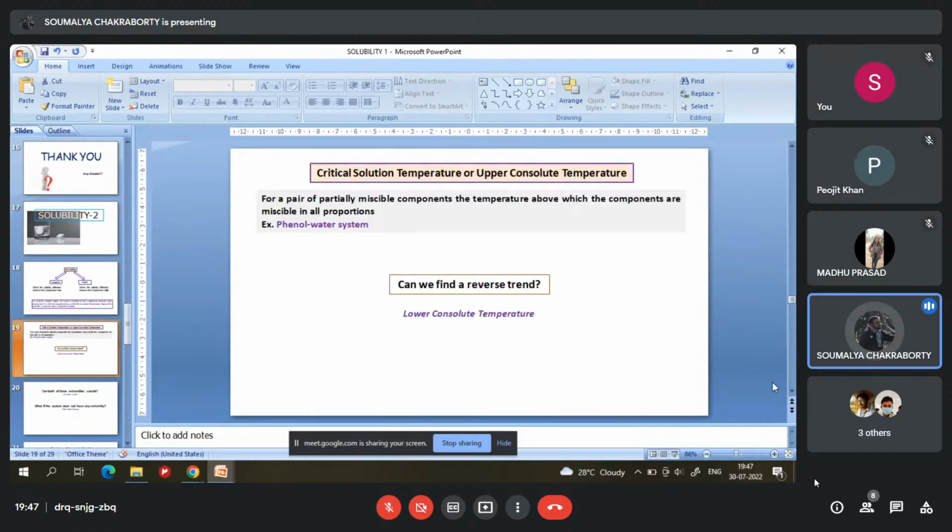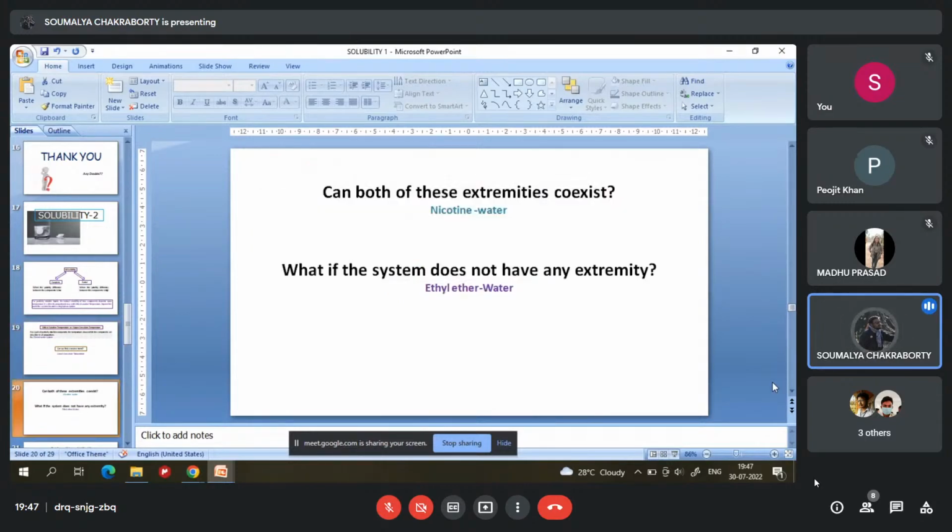Yes, this kind of phenomenon also happens for the acetone water mixture. And can both of these extremities coexist? Is there any system where the lower consolute temperature and upper consolute temperature both coexist? An example of such a system is nicotine water. And is there any system where both of these extremities do not exist? Yes, an example is the ethyl ether water system.